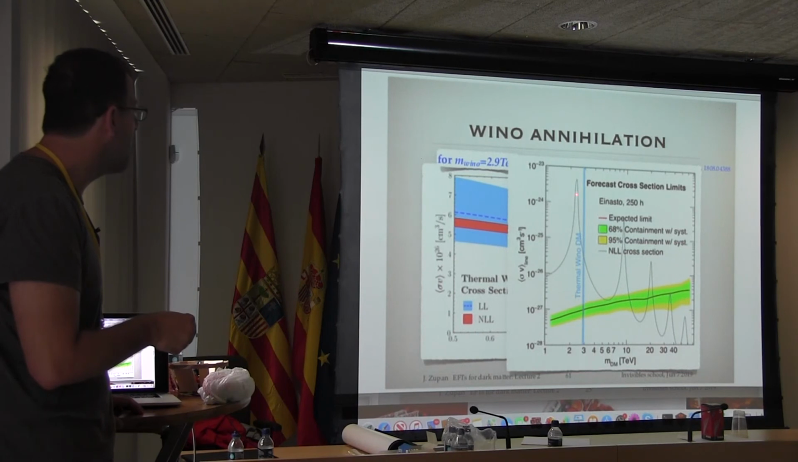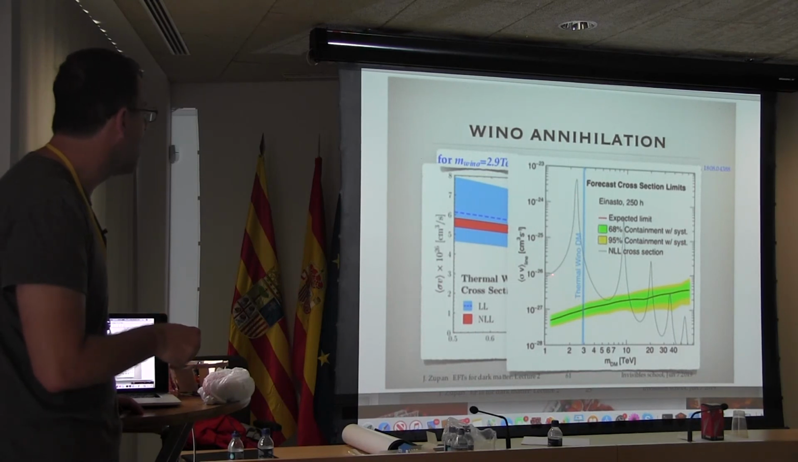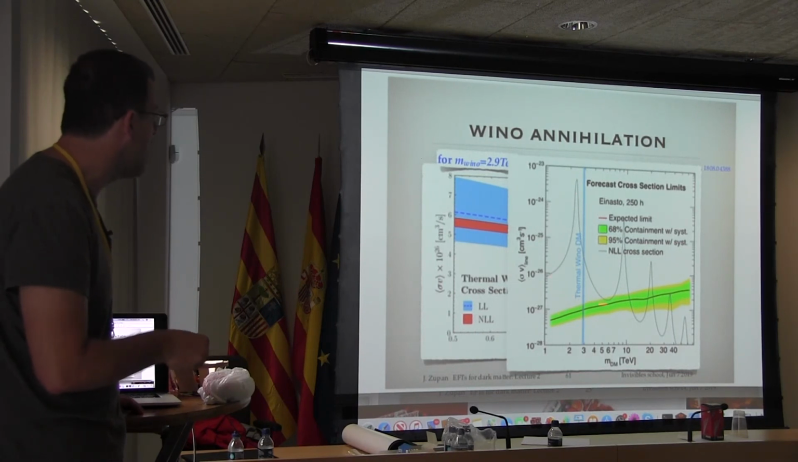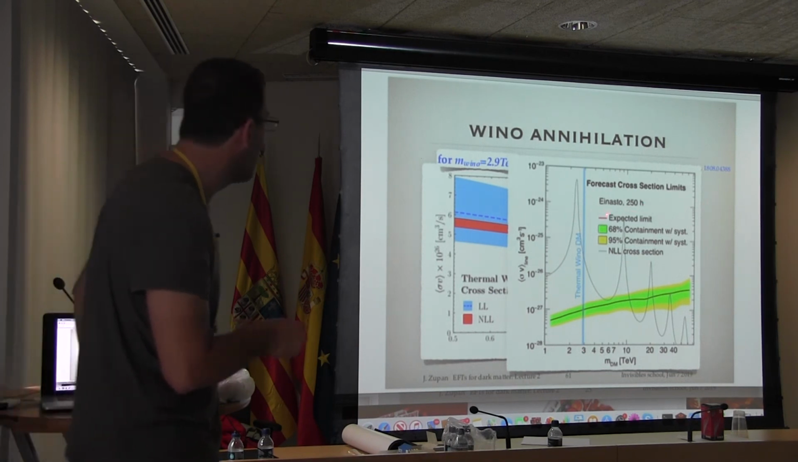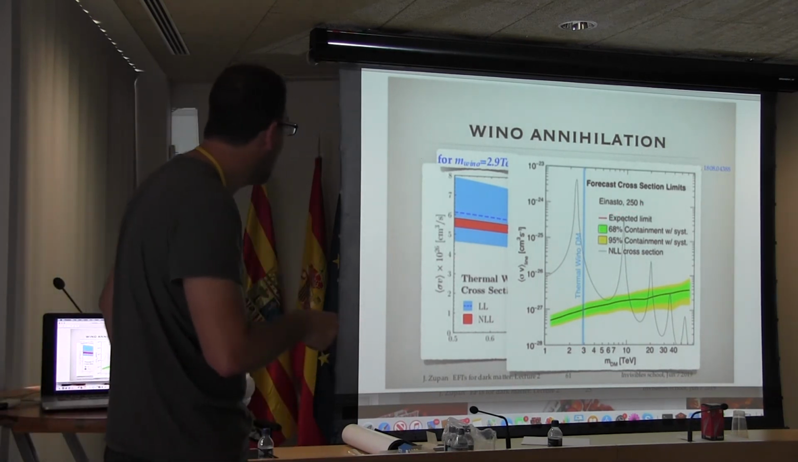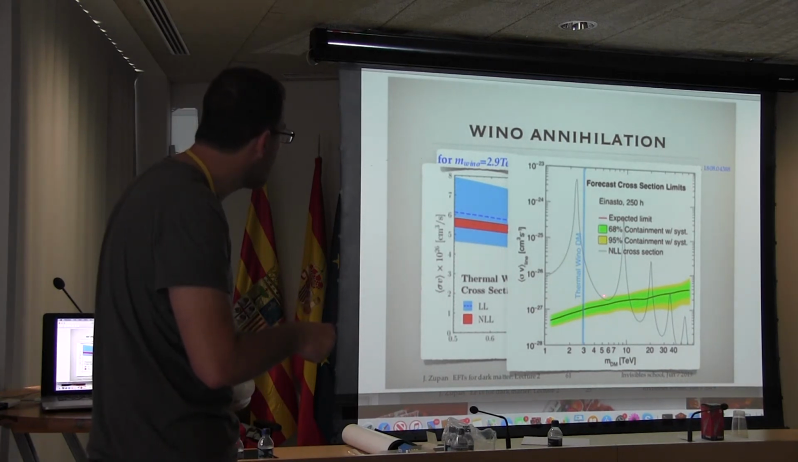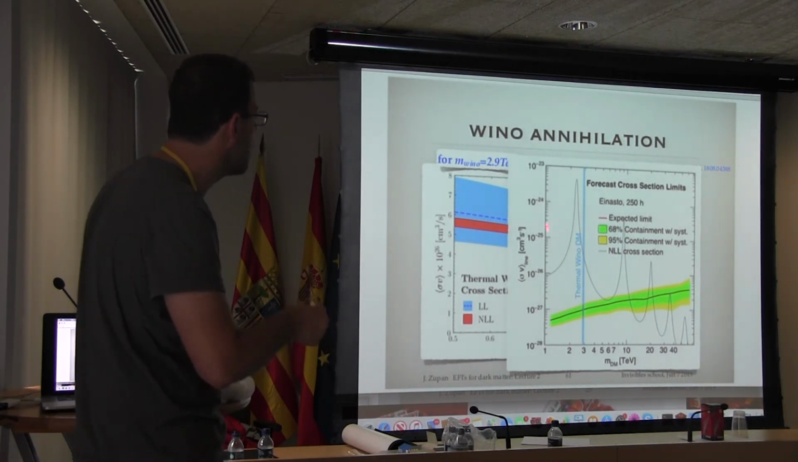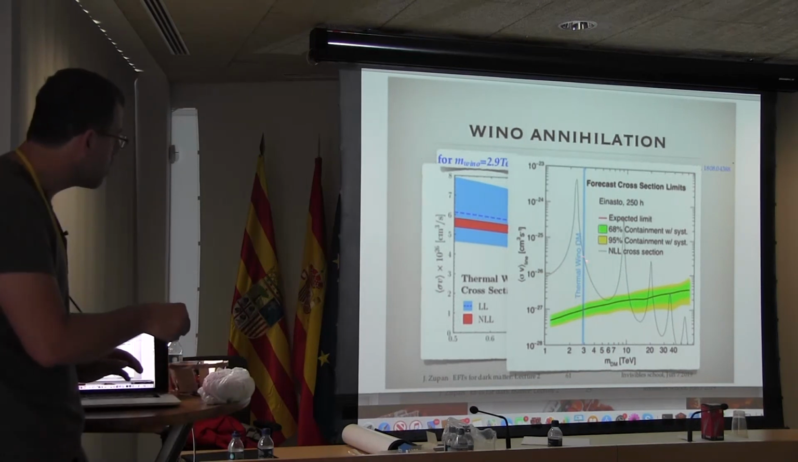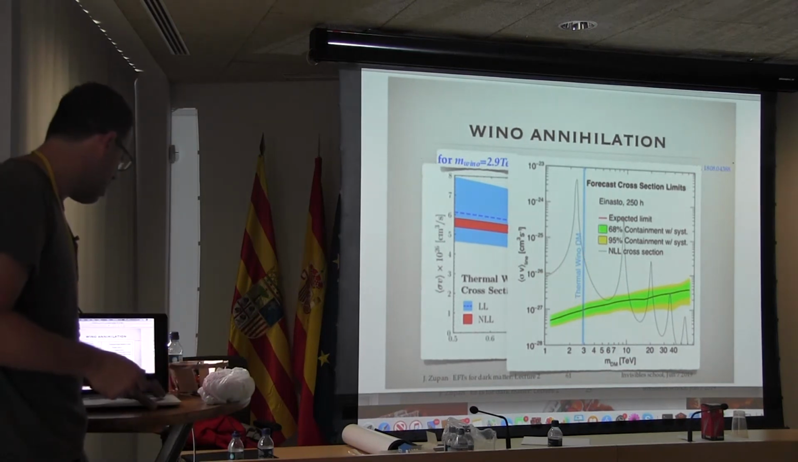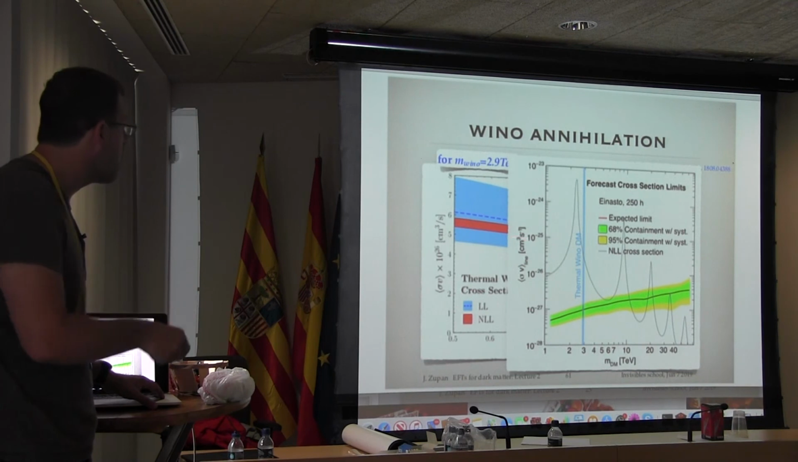So you can also convert this into a different thing. So that's the expected bound on the cross section from HESS with 250 hours of observation time and an isothermal profile. And these are the predictions for the cross section. These lines. So this is the resonance structure, and this is where we were. That was shown on the other side.